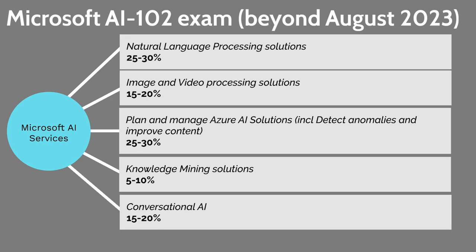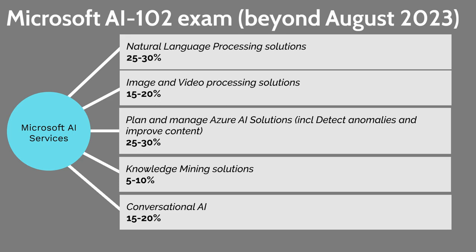So that's what plan and manage Azure AI Solutions is about. And that also includes those smaller set of services for anomaly detection and content moderation and other things. So that will be part of this 25 to 30% of the questions. And next up, we will look at image and video processing solutions. So that's the number 2 block from the top. And that's the second biggest chunk, along with conversational AI. So 15 to 20% of the questions will be from this section.